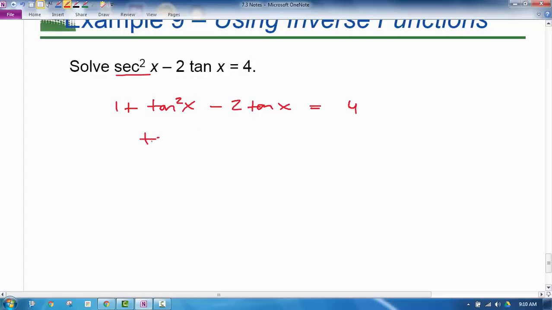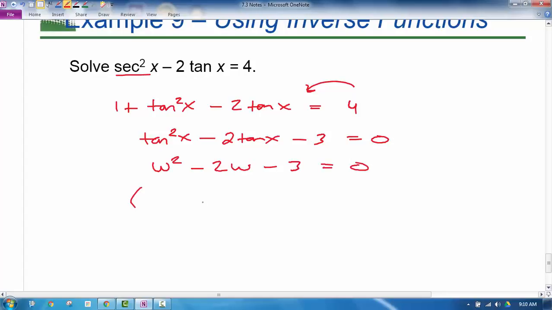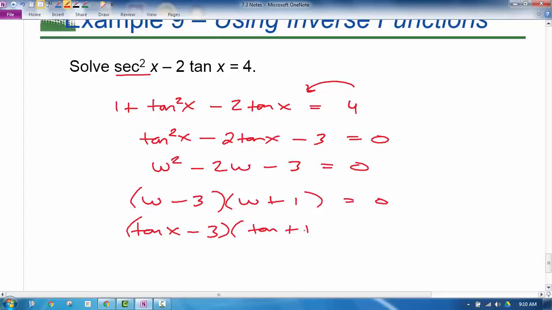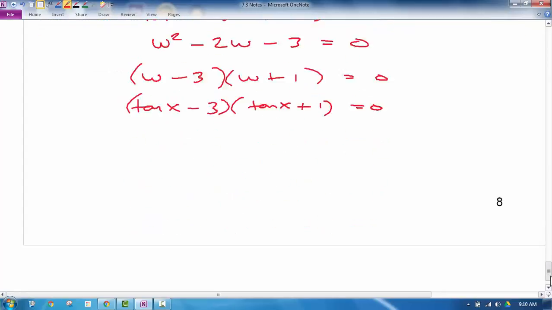We can do a quadratic relationship again, so let's put this in standard form for a quadratic. What I'm going to do is subtract the 4 over, so it's -4, and plus 1 makes -3. Now I'm going to replace the tangent with w, just so that we can see that this is a quadratic relationship, and hopefully we can factor it. It factors into (w minus 3)(w plus 1), which is really (tangent x minus 3)(tangent x plus 1). Let me get the x in there. All right, so we're solving both of these then.